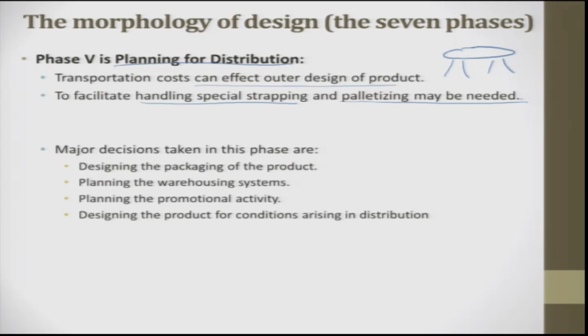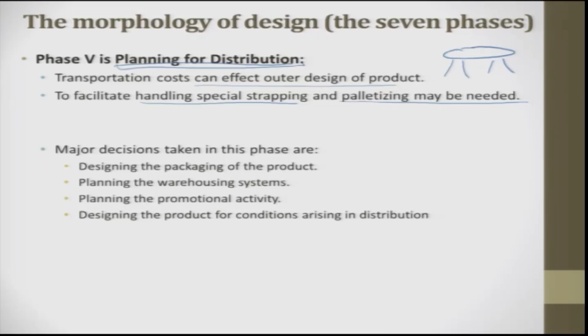So, for example, if I wanted to distribute milk, should I distribute milk in sachet packets of half a liter? Should I do it in 1 liter? Should I do it in 5 liters? Should I do it in 10 liter bottles? Should I do it in 25 liter cans? Should I do it in 50 liter cans, or should I do it in 1000 liter barrels? So, all are distribution of milk, all are milk only. Now I have to decide what my packaging should be. So, that is what we said, handling, special strapping and palletizing is very important. That is decided in the planning for distribution in phase 4.